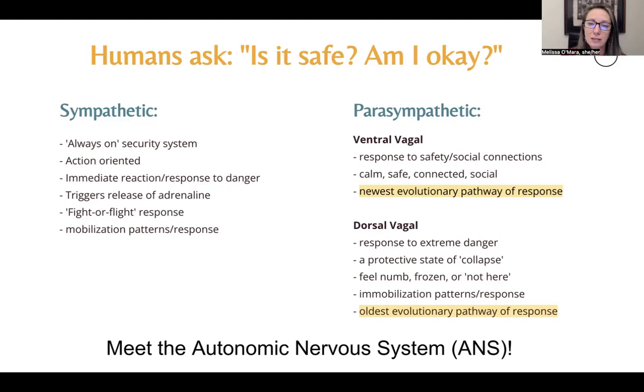Conversely, the dorsal vagal is known to be our go-to method in response to extreme danger. This is akin to playing dead in the face of clear and certain death. And it is the oldest evolutionary pathway of response. These reactions tend to be automatic, autopilot. But what we do know is that we can begin to self-monitor and self-manage and make these reactions more intentional.